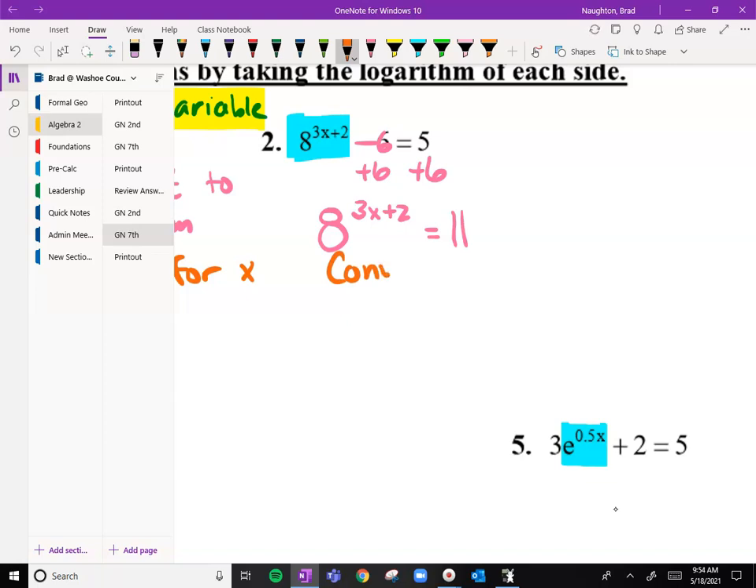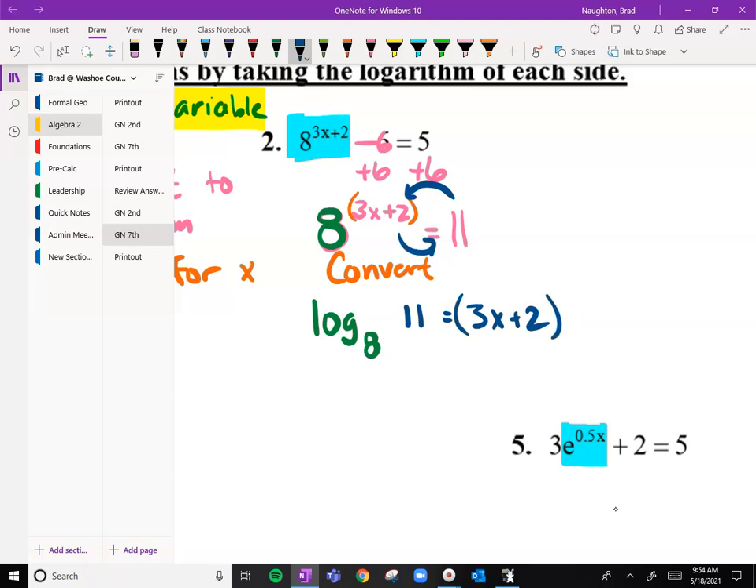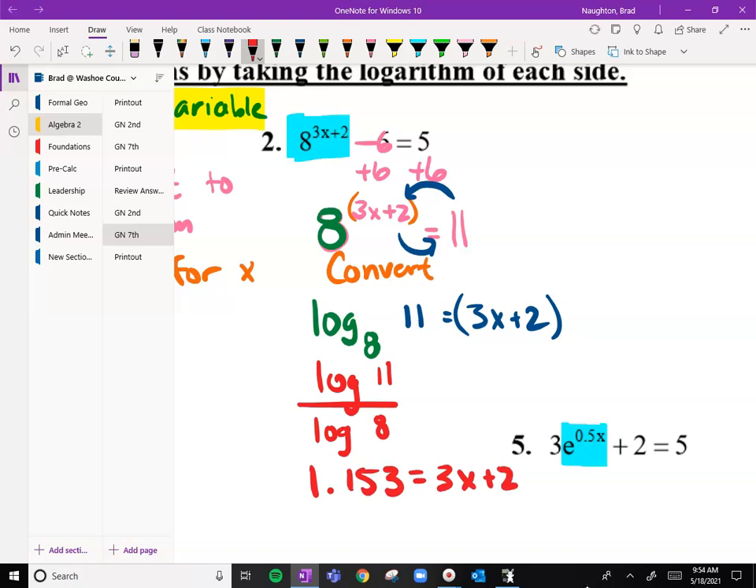So now we're going to convert. I like to put parentheses around anything with a plus sign, so I know that it's one piece. So remember, this is the base of our exponent, so it's the base of our log, so log base 8. And then these other two are going to swap, so this is 11, and then 3x plus 2. Okay, and that was in parentheses. So we'll go ahead and say, all right, what is this? Log 11 over log 8, because we need to know what decimal that's going to be. And we already calculated that beforehand, so it's 1.153 is equal to 3x plus 2.